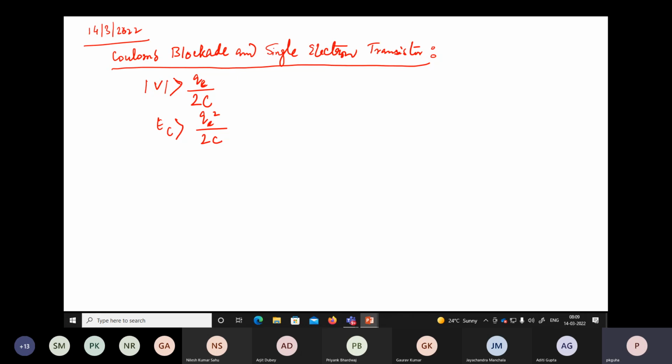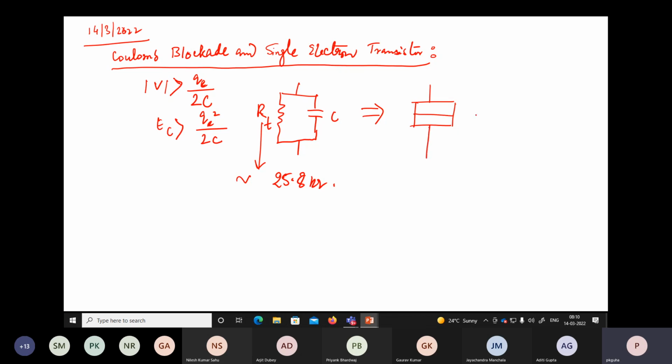Correspondingly we developed a model, which is what we usually use for a lumped capacitor: an ideal capacitor with a leakage resistor. From the Heisenberg uncertainty principle, this leakage resistor is of the order of 25.8 kilo ohm. The corresponding symbol of such a tunnel capacitor is like this, and we designate it as TJ, that is, the tunnel junction.